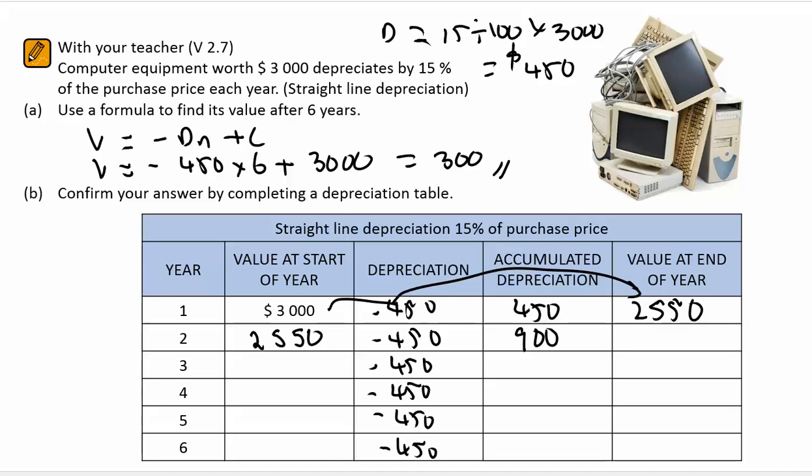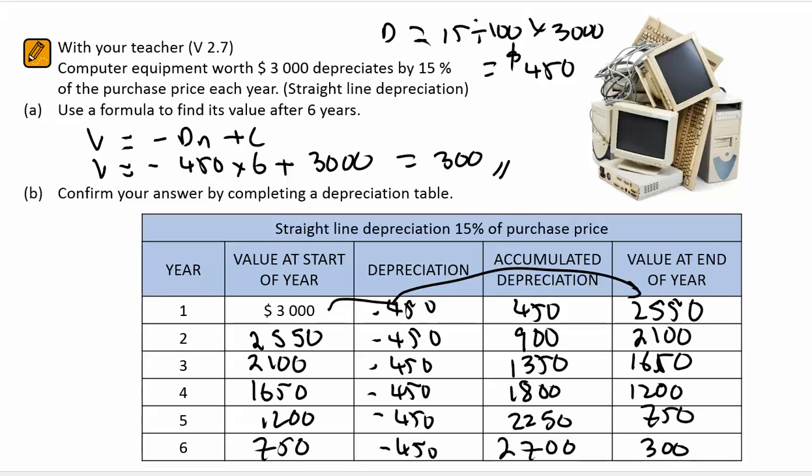That then means this item will start at that value in the next year. After 2 years, $900 of accumulated depreciation, and I'll have $2,100. I'll just continue that through. Continuing that through, with that constant $450 depreciation, the amount I can claim on my taxation has increased. The value after 6 years confirms what I suspected from the equation, $300.